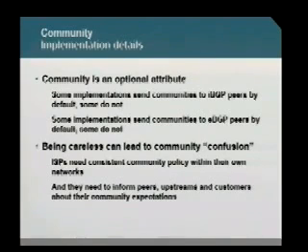Some implementations send communities to eBGP peers by default. Some don't. So again, you've got to watch that. But being careless can lead to community confusion. So you need a consistent community policy within your own networks, especially multi-vendor ones. And don't just assume that your peers are going to support communities because they are there. There are a lot of ISPs that simply don't support them. Some ISPs even claim to have never heard of communities, or they think it's something else altogether, like maybe NANOG is a community. Well, okay, but it's not a BGP one. So you need to inform people if you're going to use communities within your network.